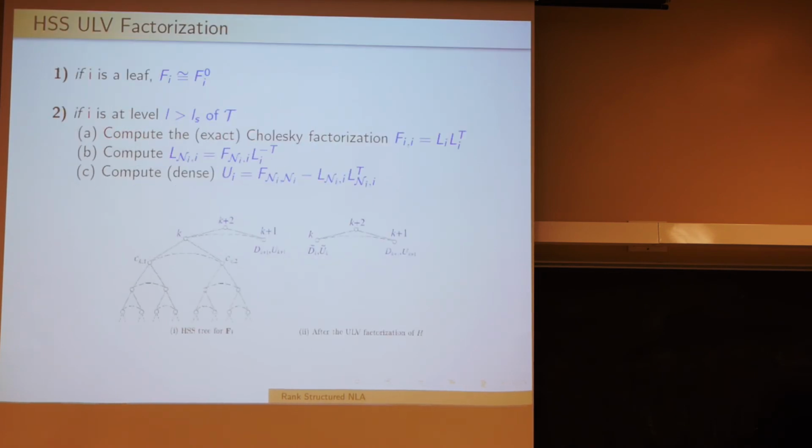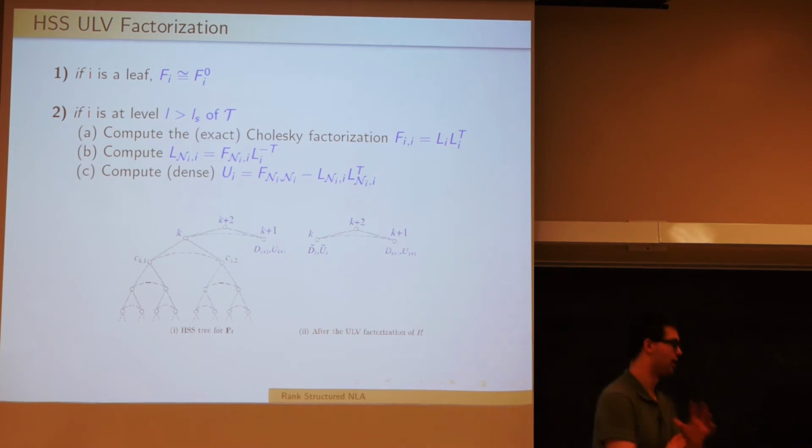OK. So that's what we do at the lower levels. It's just dense linear algebra. Does this make sense so far? OK. F and I is the off-diagonal blocks, right? Yes. Yeah, and I refers to the node we're at. Exactly.